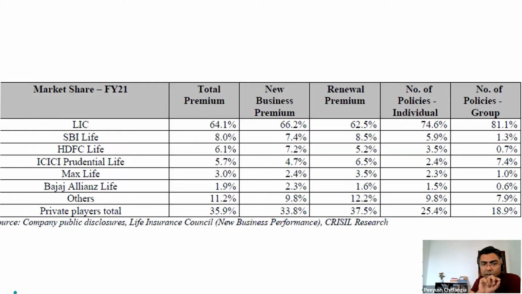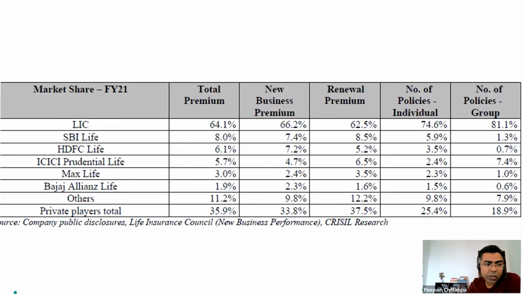Yahan bhi if you see your column 2, which is new business premium, is higher in market share than the renewal premium, because renewal premium is not needed in single premium payment products, right? Wahan pe to aap already pay kar chuke ho sab kuch. So I think that has to be kept in mind when we look at some of these tables that are there. So that's with respect to these first 3 market share things.